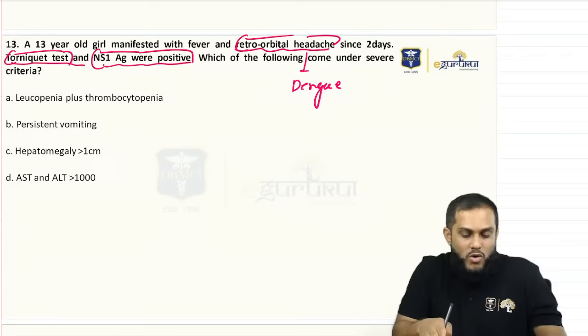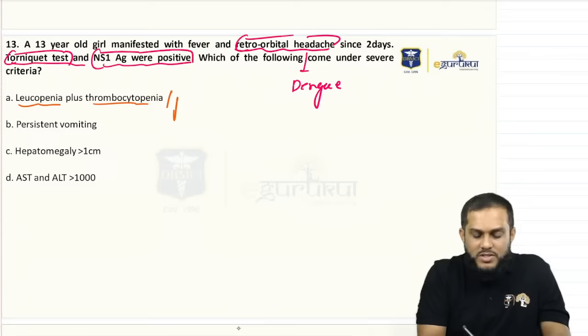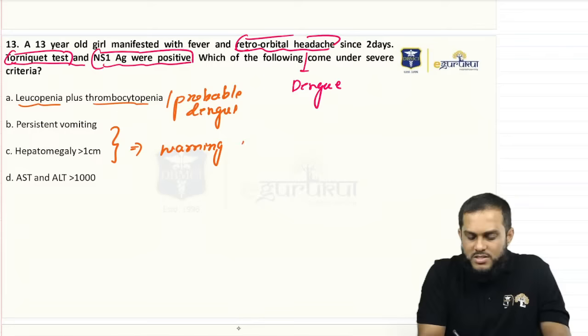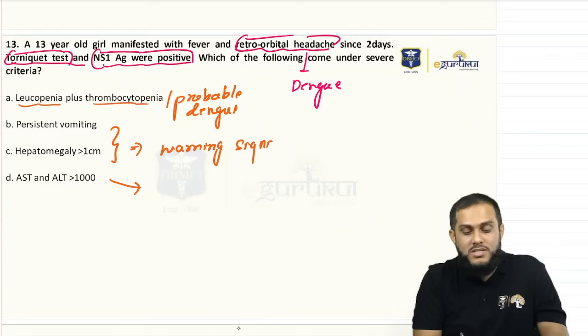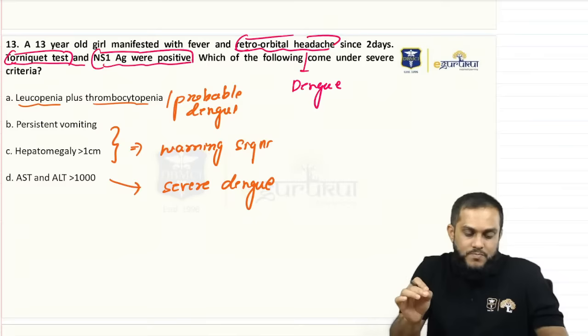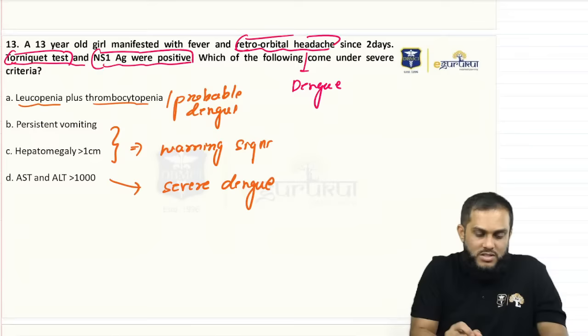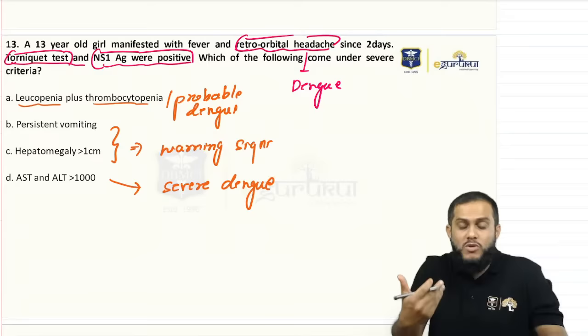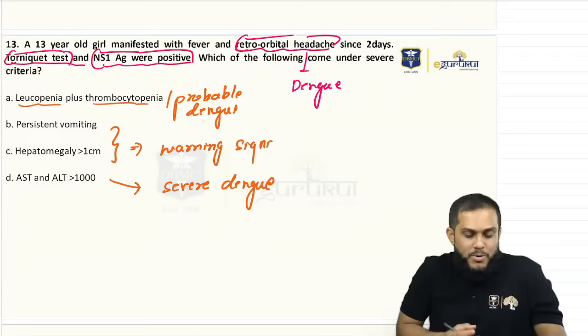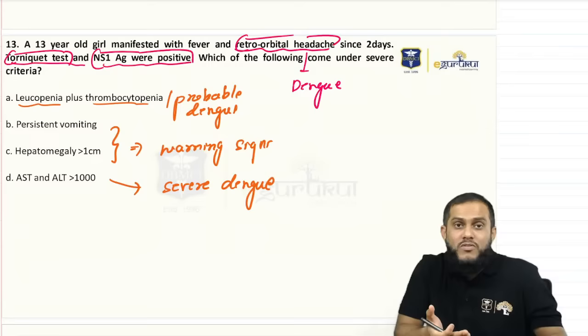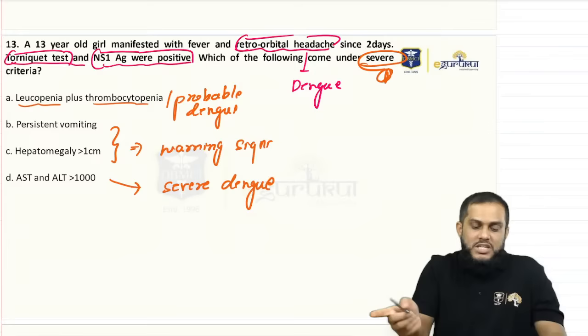Leukopenia, thrombocytopenia: this is probable dengue. Persistent vomiting, hepatomegaly: these are warning signs in dengue. AST and ALT more than 1000 is one of the criteria for severe dengue. If they had asked which come under probable dengue criteria, the answer would have been A. If they had asked for warning signs, persistent vomiting and hepatomegaly are both warning signs, but I would have gone with persistent vomiting because for a warning sign the hepatomegaly should be more than 2 centimeters. But they have asked severe, that is important. For severe dengue, the criterion is AST/ALT more than 1000. That's why the answer is D, AST/ALT more than 1000.